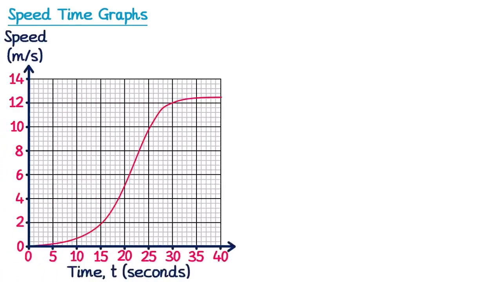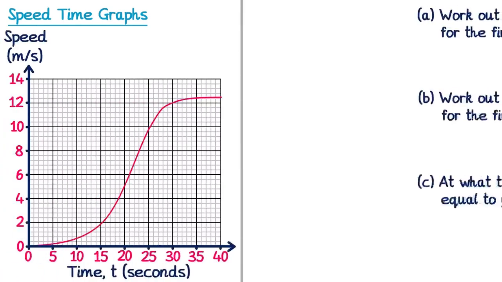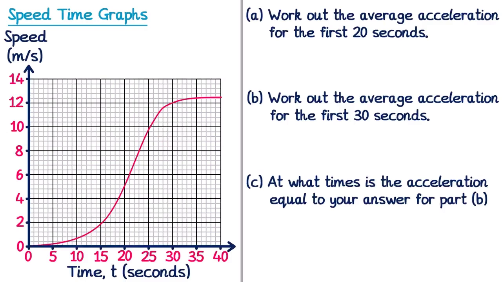Now let's take a look at one final exam question. So in part A of this question, it says to work out the average acceleration for the first 20 seconds. Based on what we did previously, you might be expecting to draw a tangent to the curve at 20 seconds, something that looks like this. But that's not actually what we do.